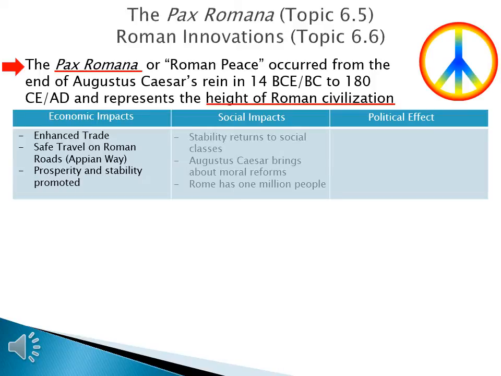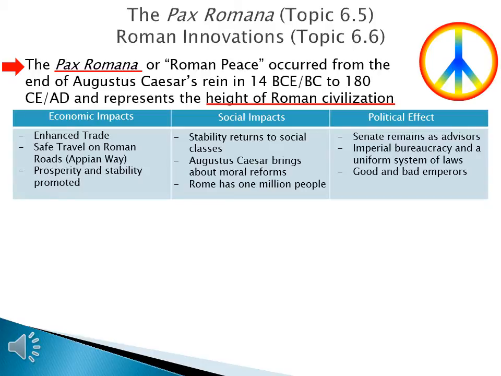Social impacts included stability returning to social classes. Augustus Caesar brings about moral reforms, and Rome has 1 million people, the first city in history to have that many folks living in it. For our political effects, the Senate remains as advisors. We have an imperial bureaucracy and a uniform system of laws, and we have good and bad emperors.